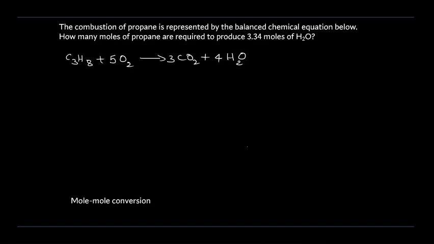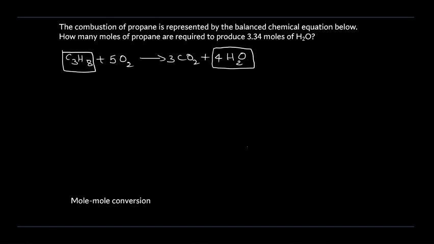So what I will do, first I will check whether the equation is balanced or not. So it is balanced. And then I will look at which are the two compounds of interest here. I can see how many moles of propane. So I will identify the propane from the balanced chemical equation, and are required to produce 3.34 moles of water. I will identify where water is. So in this case, we have one reactant and one product.